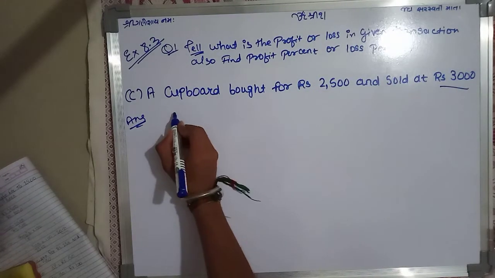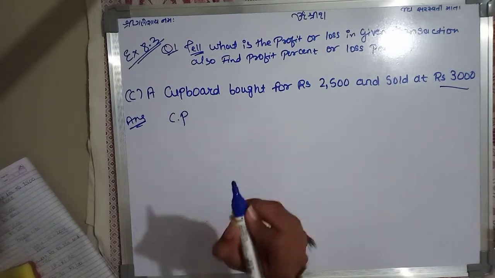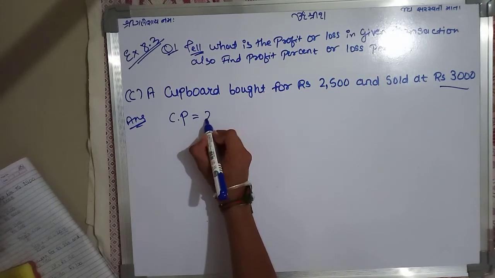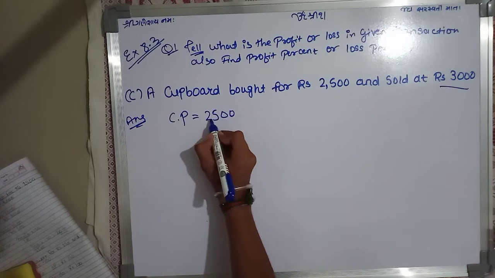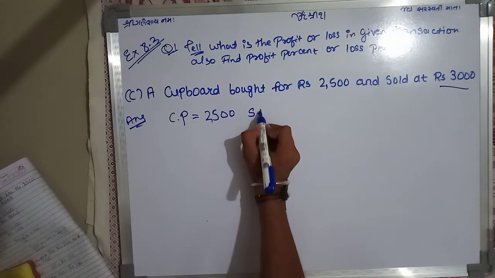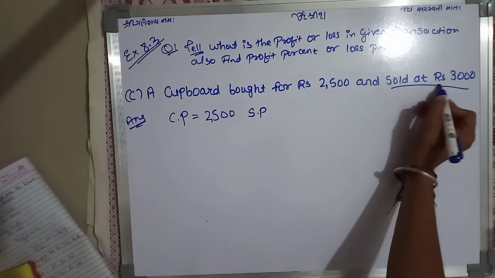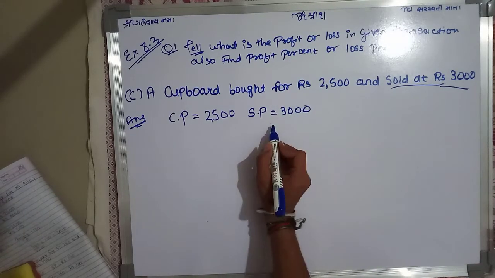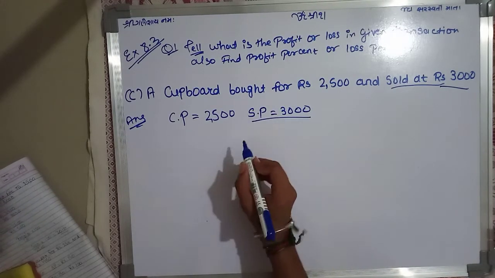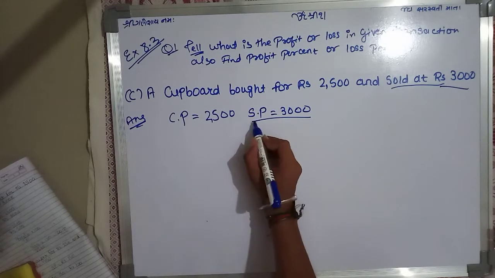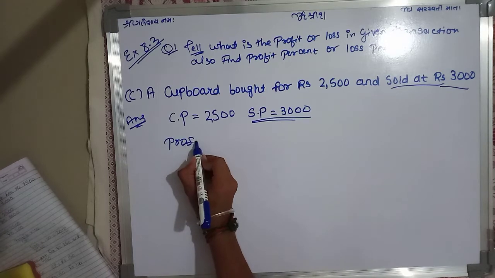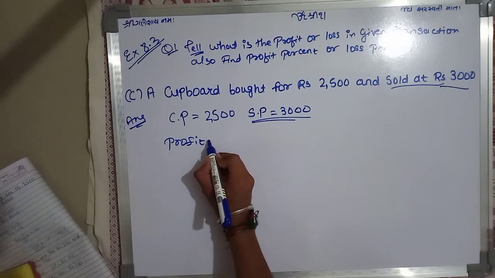Okay, so let's write CP. CP means purchasing price. Bought for rupees 2,500. What is purchasing price? 2,500. And the selling price, sold at rupees 3,000. What is greater? Selling price is greater. When selling price is greater than cost price, then we make profit. So we have to find what is profit.